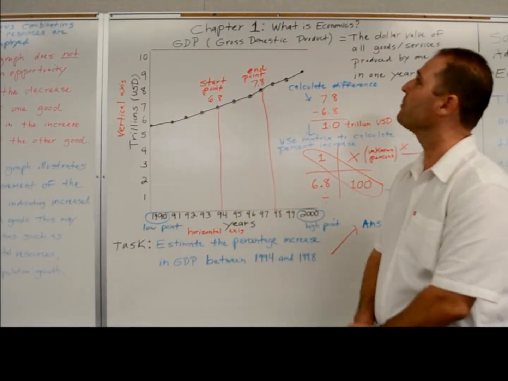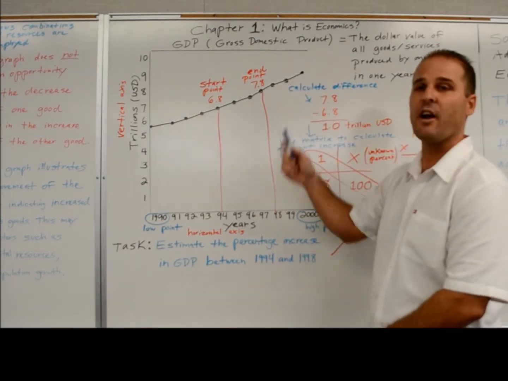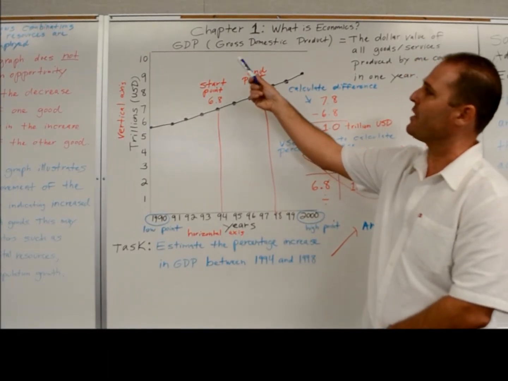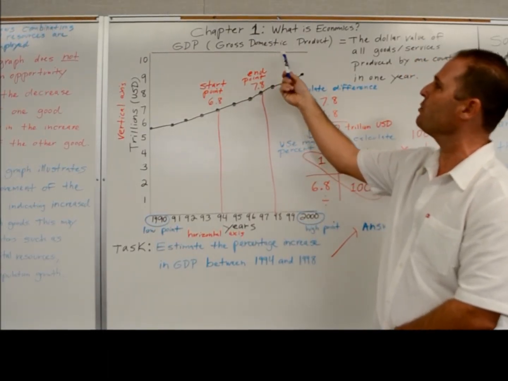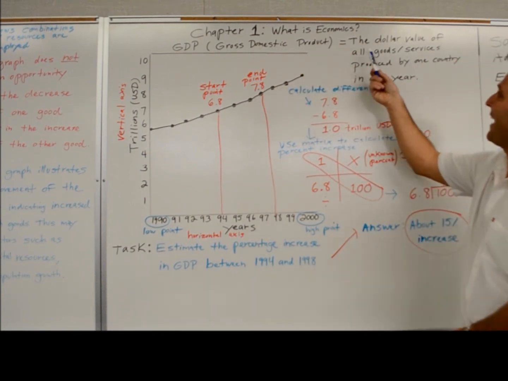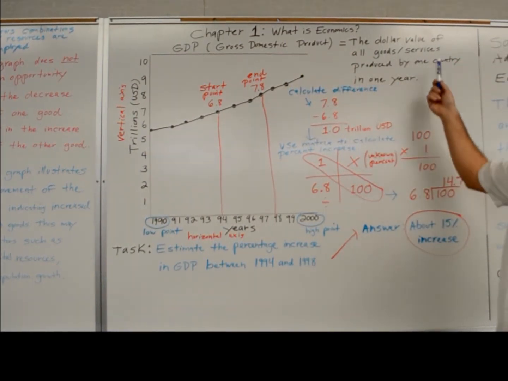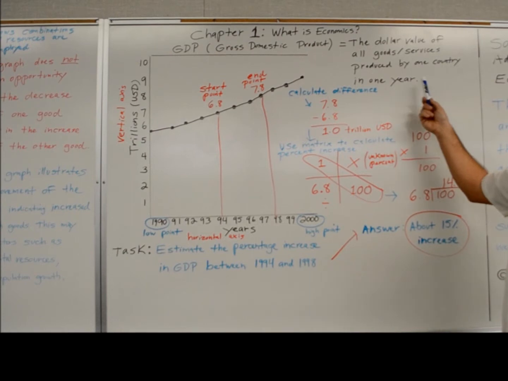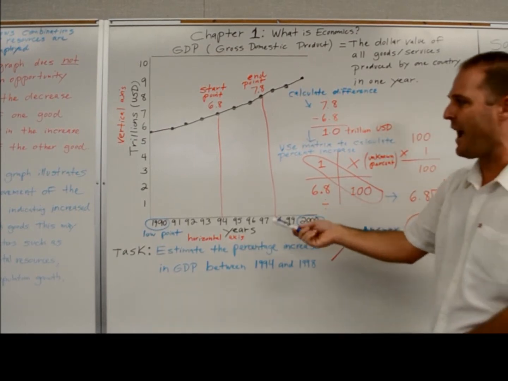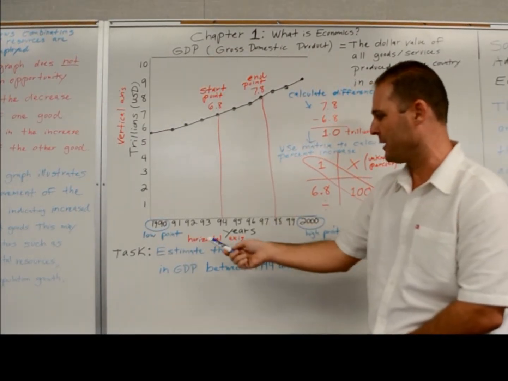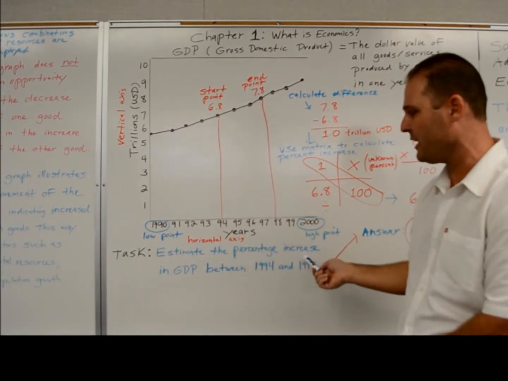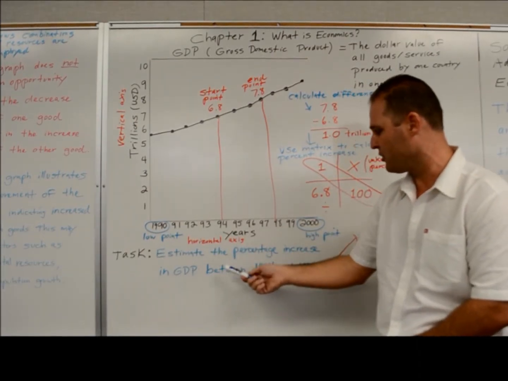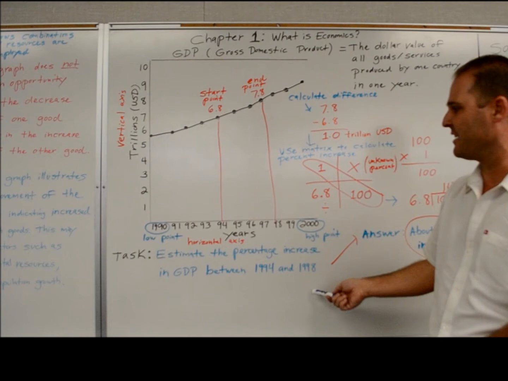Today we're looking at chapter 1 entitled What is Economics? In particular, we'll be taking a look at GDP, which means Gross Domestic Product. That is the dollar value of all goods and services produced by one country in 1 year. So our task for this illustration will be to estimate the percentage increase in GDP between 1994 and 1998.